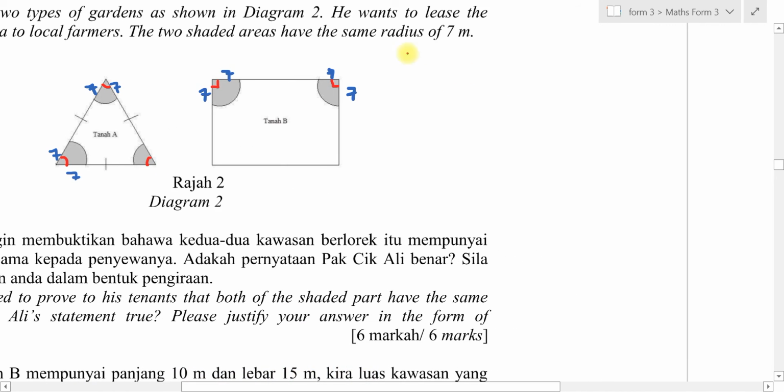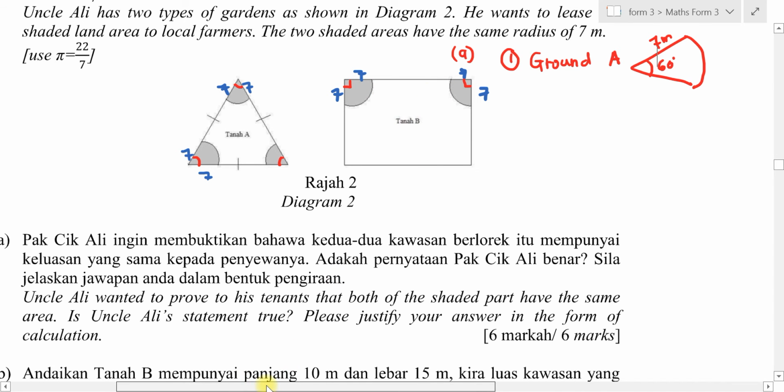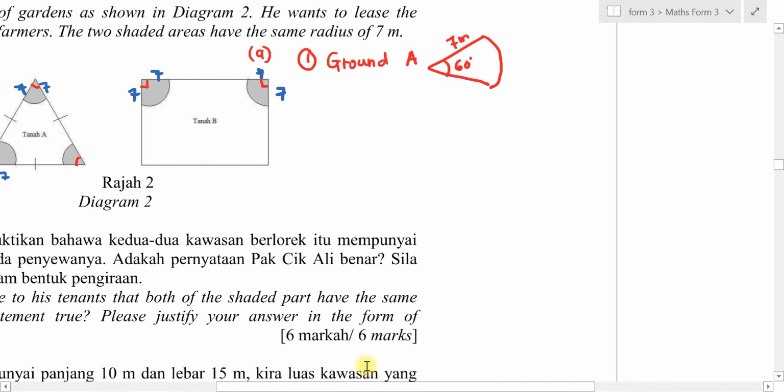Okay, for ground A. Ground A. Okay, ground A. For ground A, we have a sector like this. Okay. Remember, this is 60 degree. This one 7 meter. Okay. Now, what do we want to prove? We want to prove that the shaded area for ground A is equal to the shaded area for ground B. Okay. So, we want to prove that its area is the same. So, we calculate for one shaded area here. Okay.